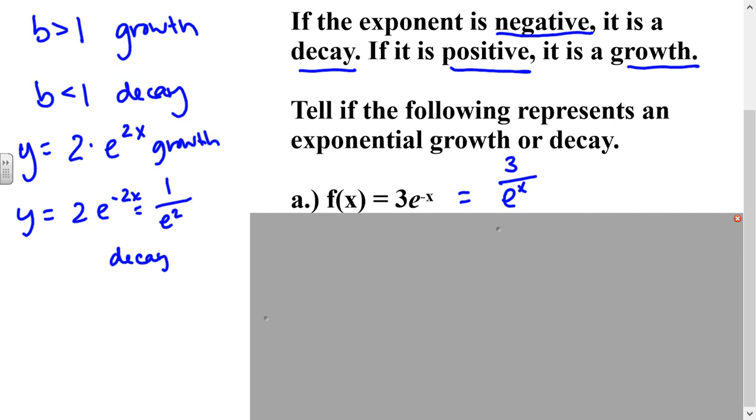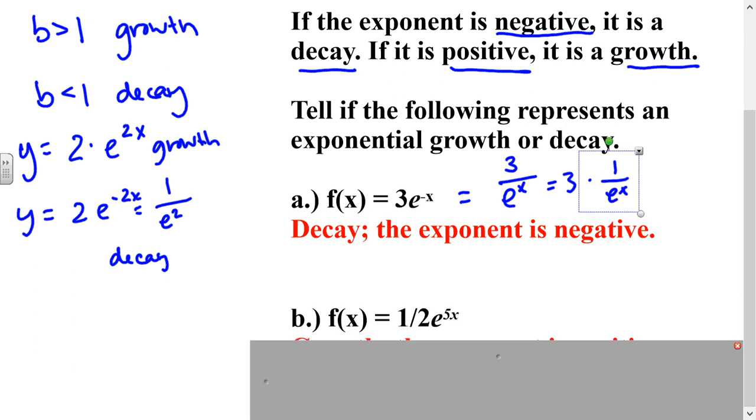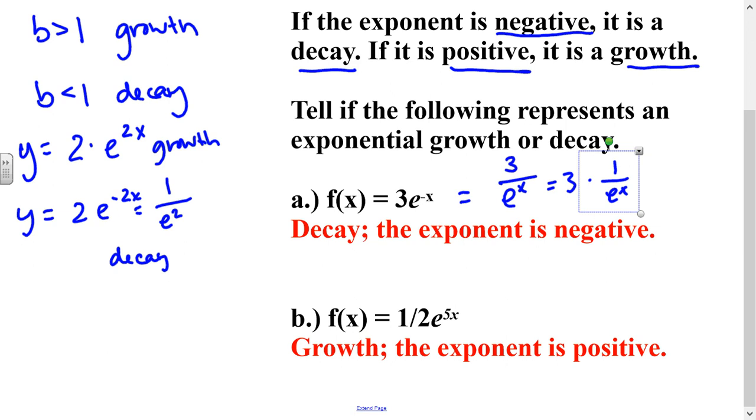And so then that would be less than 1. Or it'd be like 3 times 1 over e to the x. Okay, so since this is less than 1, it's going to be a decay because the exponent's negative. For this one, e to the 5x is positive, so it's going to be a growth. So if the exponent is negative, it's decay. If it's positive, it's a growth. And that's only with these types of functions, but it could work for other ones as well.